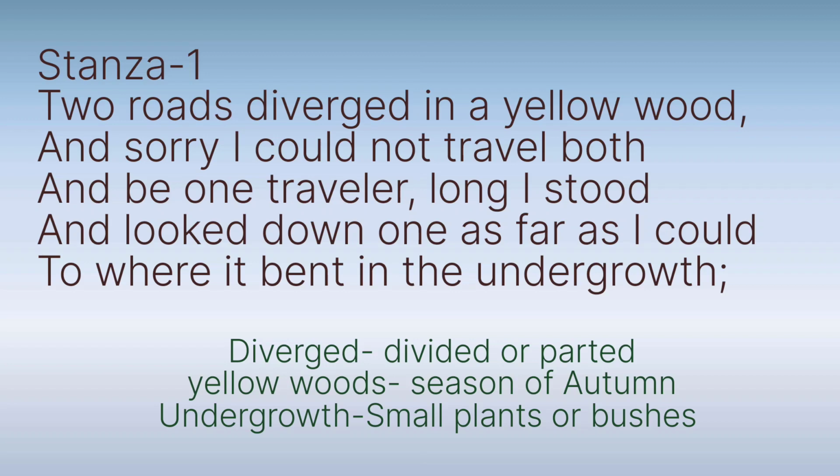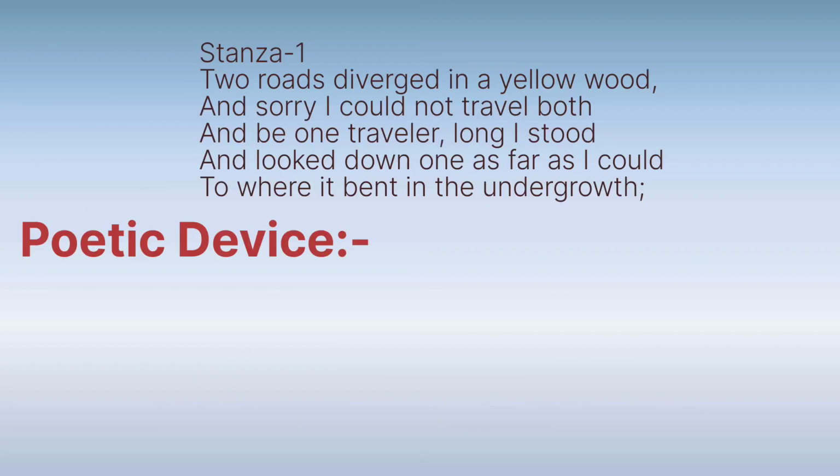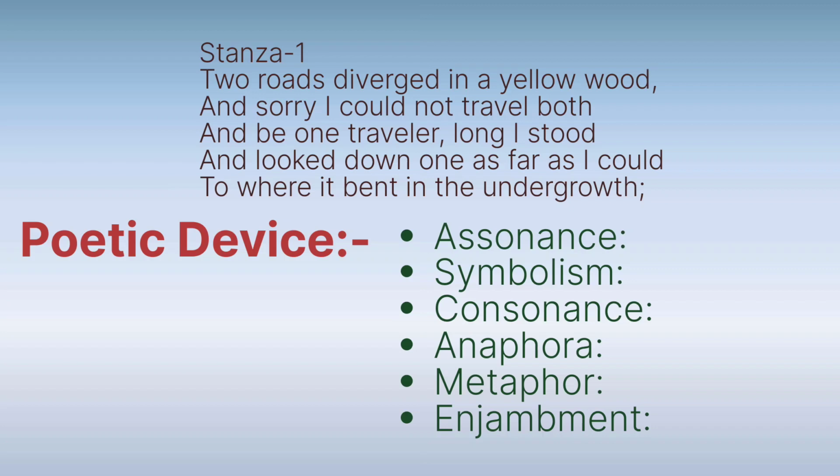So if I talk about the poetic devices, assonance is used here. What is assonance? The repetition of the o sound in the words roads and yellow. Here the o in roads and yellow is repeating the sound. A repetition of the sound of o, that is assonance, is used here.